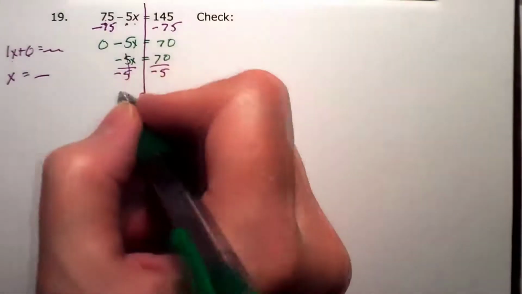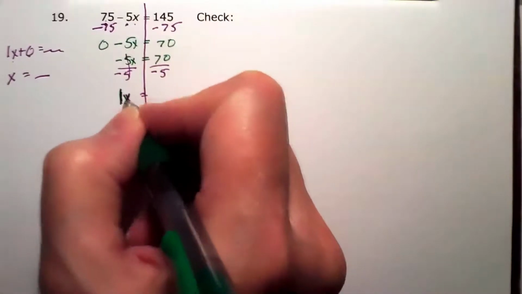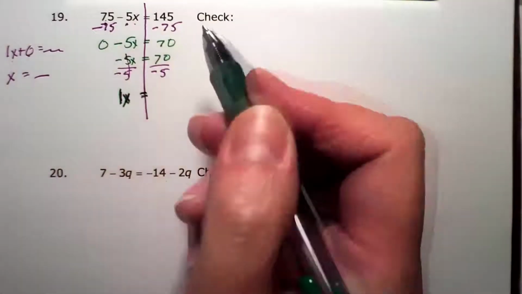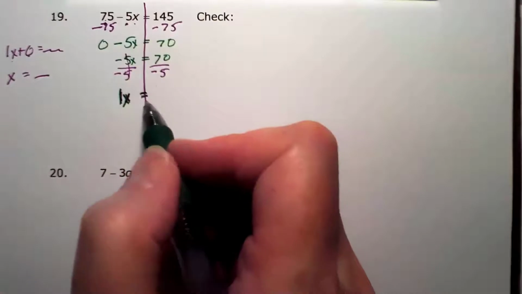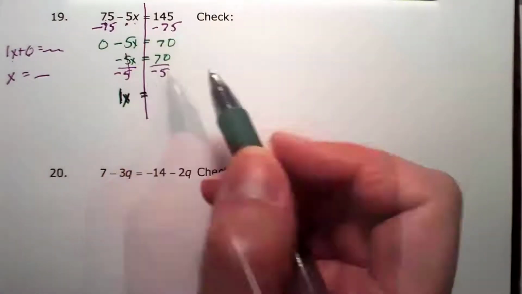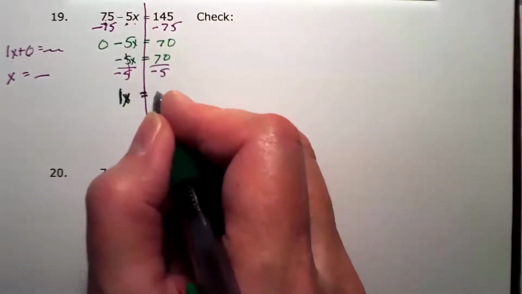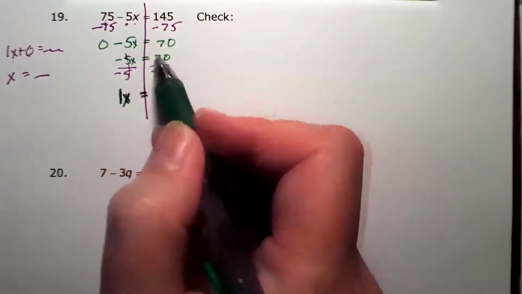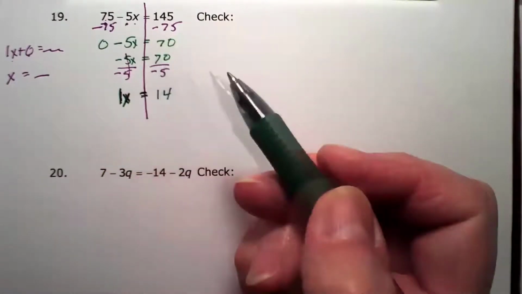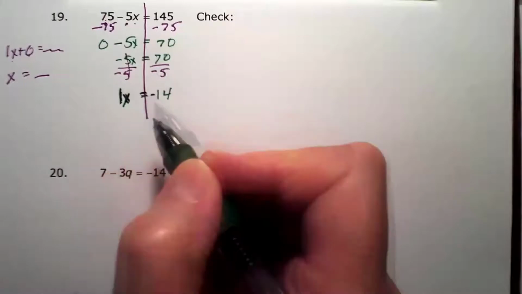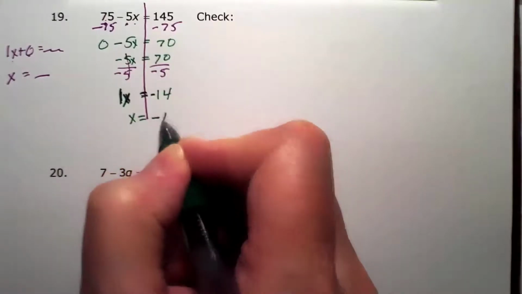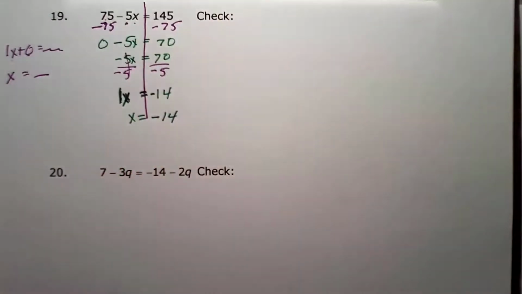Sorry, I was trying to make the things that I changed in purple and the other in green. So 70 divided by 5 is 14. Positive divided by negative leaves me one negative sign, that's odd, so I have -14. So x equals -14.